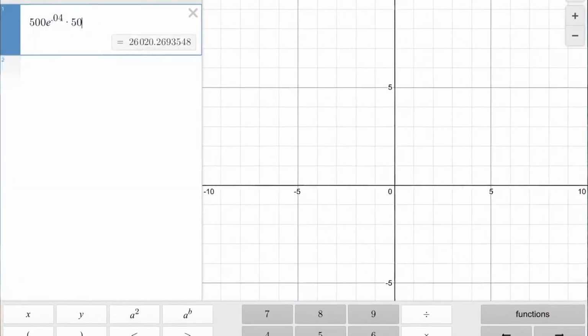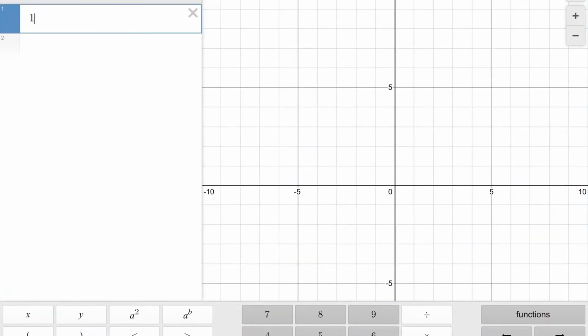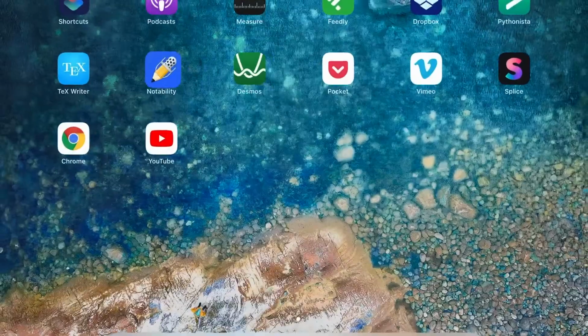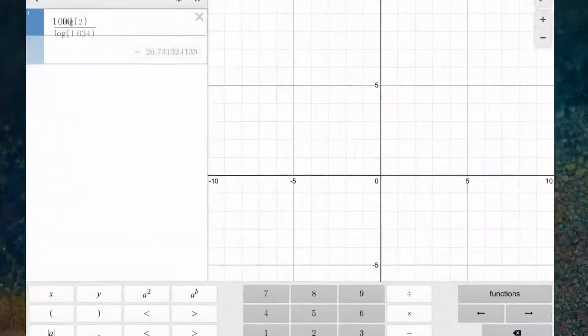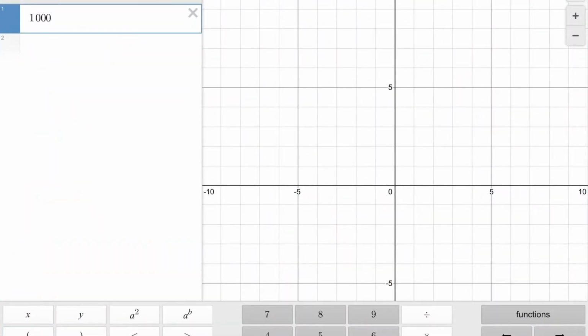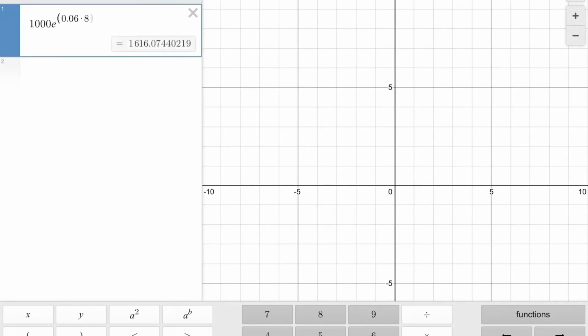So going into Desmos, we do 1,000. I think it was 1,000. Let me just check. It's hard to remember. 1,000 times e to the 0.06 times... So you notice that the times came out of the exponent there. So what we need to remember to do on a lot of the calculators is use parentheses. So 0.06 times 8. Cool. Oh, wow. Cool. All right, so that's $1,616.